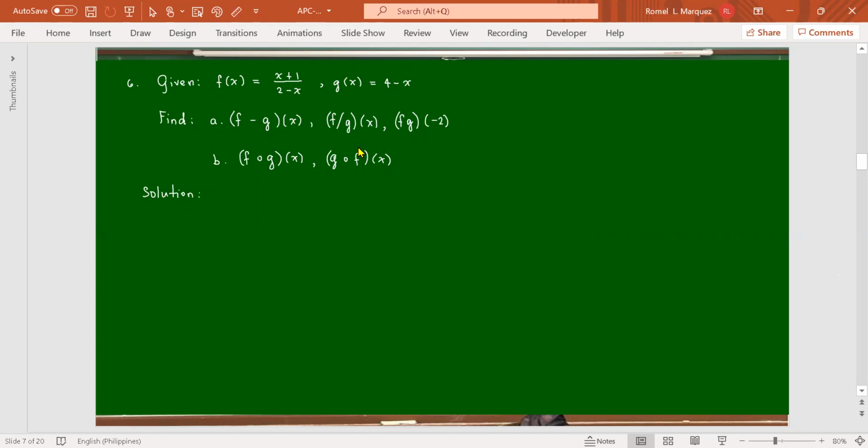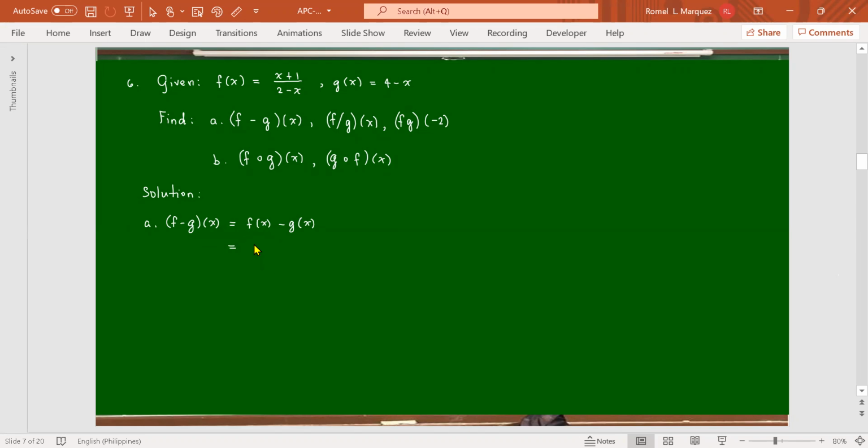I think operations on functions, no? So given f of x is equal to x plus 1 all over 2 minus x, g of x is equal to 4 minus x, we want to determine f minus g of x. How do we define difference of functions, guys? f of x minus g of x, no? Okay, f minus g of x is defined as f of x minus g of x.